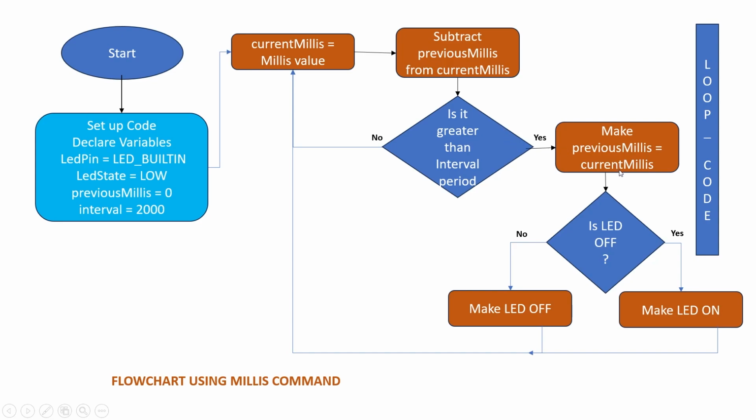If it is greater than the period, then we set this previous Millis to current Millis, then check the status of LED. If it is off, make it on. If it is not off, then make it off. Then again it goes to the first code of the program. We should understand this flowchart for clarity purpose.